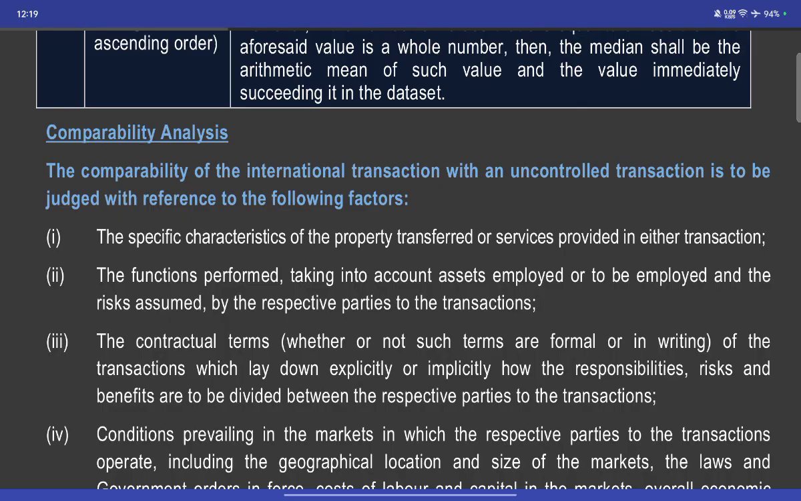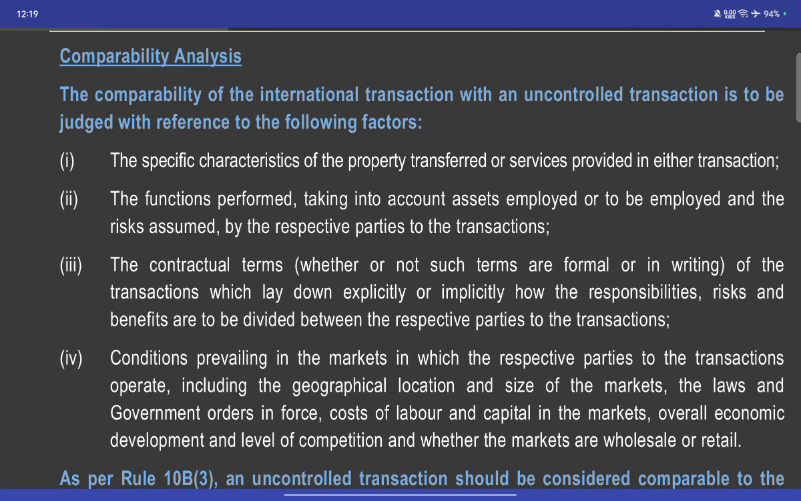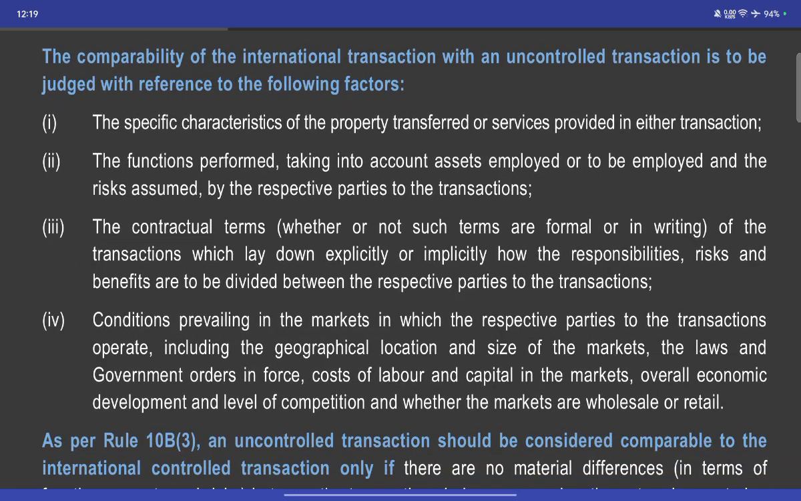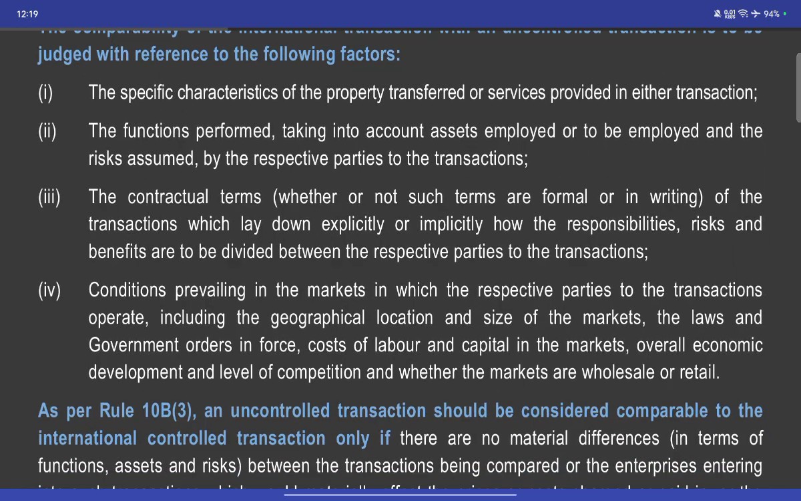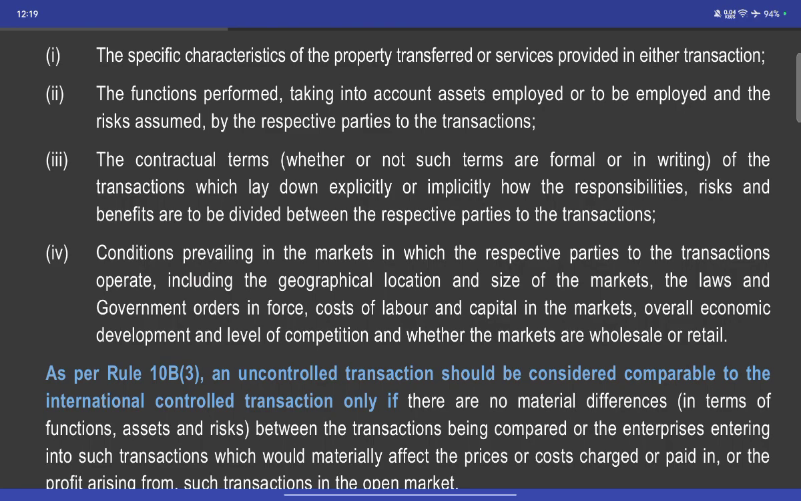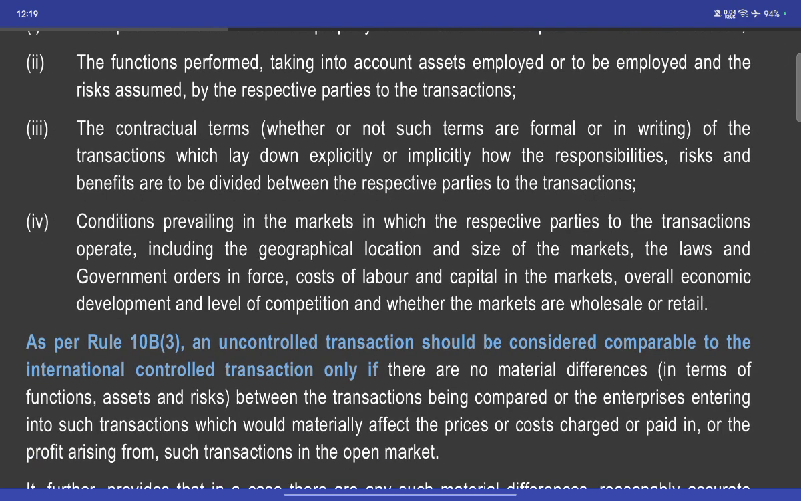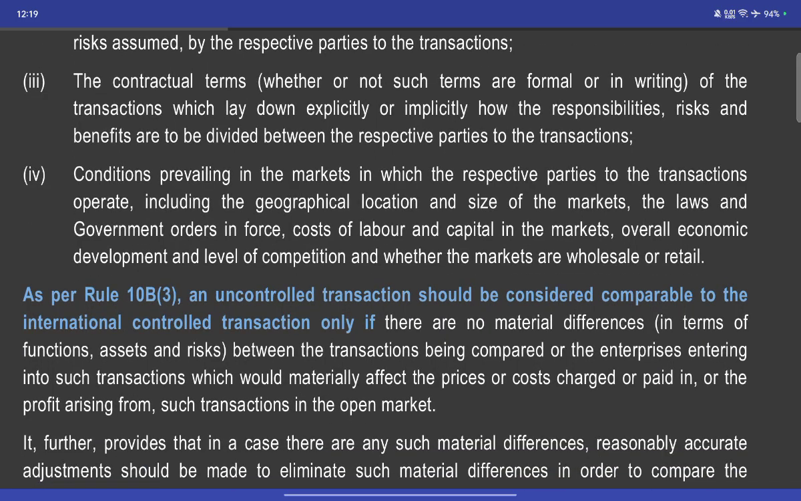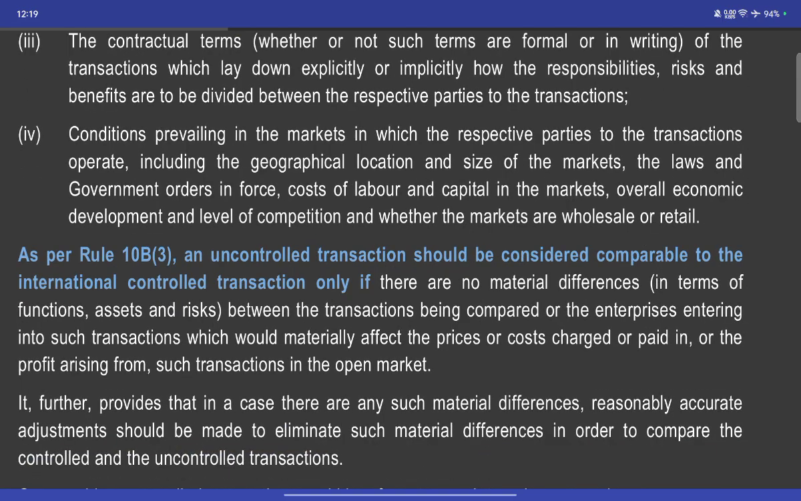Comparability analysis. The comparability of the international transaction with the uncontrolled transaction is judged with reference to the following factors: the specific characteristics of the property transferred or service provided in either transaction; the functions performed, taking into account the assets employed or to be employed; and the risks assumed by the respective parties to the transaction. The contractual terms, whether or not such terms are formal, written, explicit or implicit, as to how responsibility, risk and benefits are divided between the respective parties to the transaction.